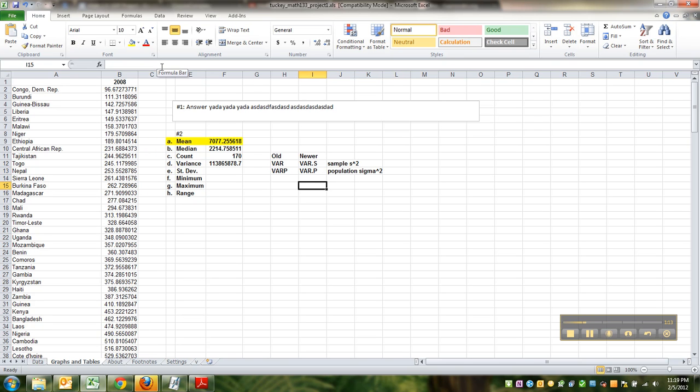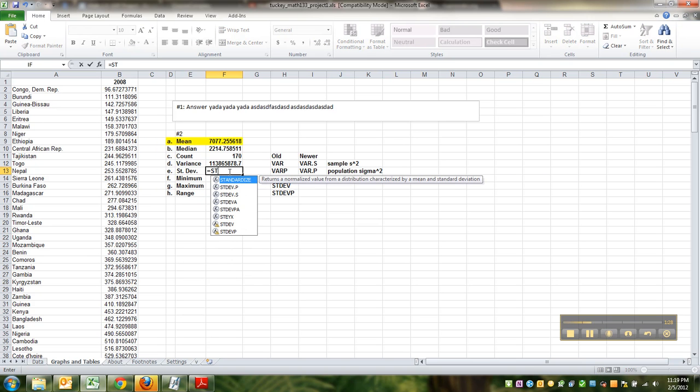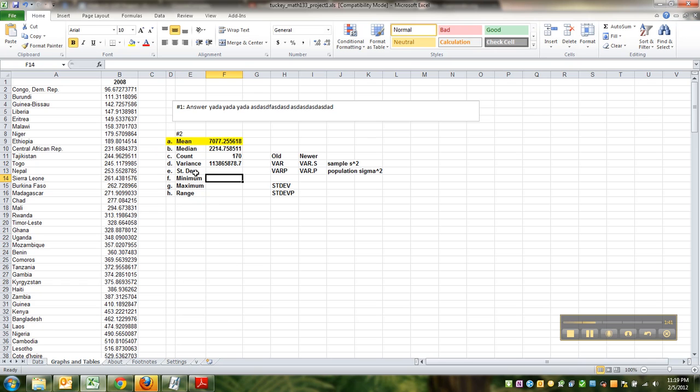Now for standard deviation, it's going to be the same deal. It's STDEV, or old school was STDEVP, or the new ones, I can't remember. I think it's, there it is. See, STDEV, STDEVP, right? That's for population. And then the newer ones are STDEV.P and STDEV.S. They were trying to make it a little bit more obvious which one was sample and which one was population in the newer versions of Excel.